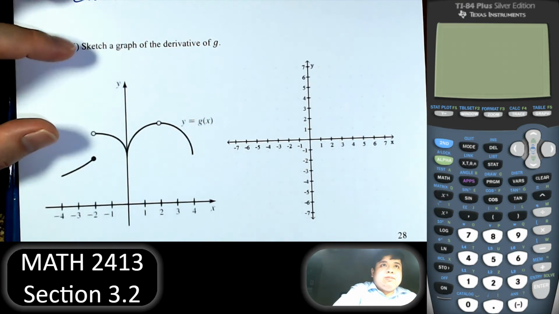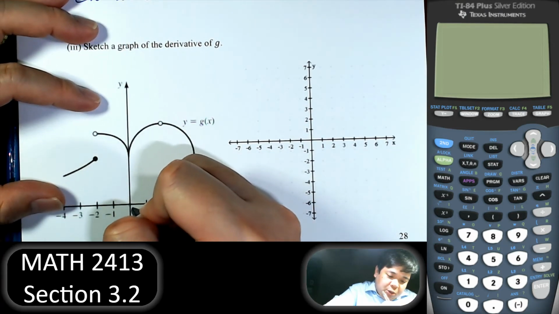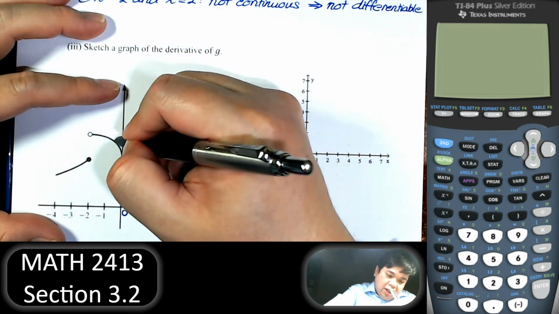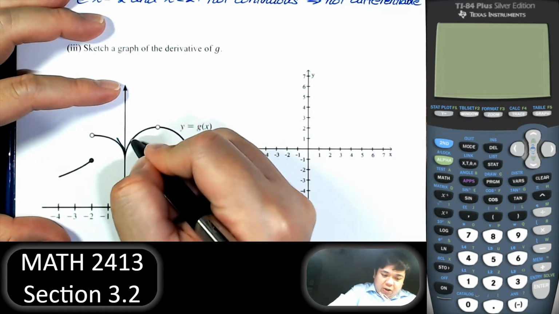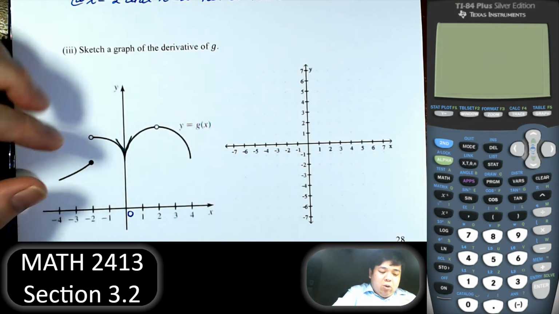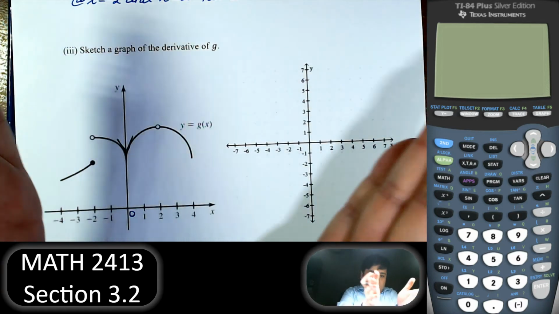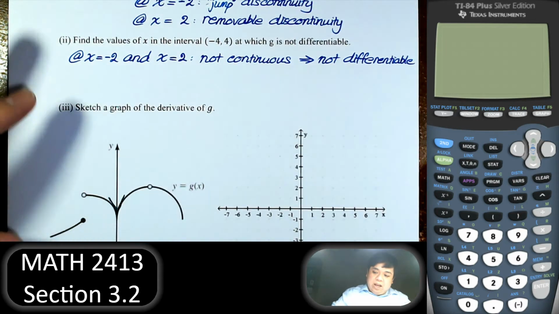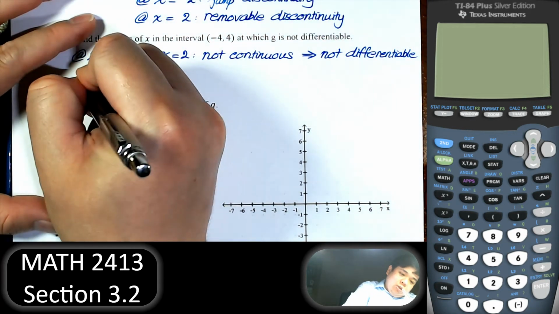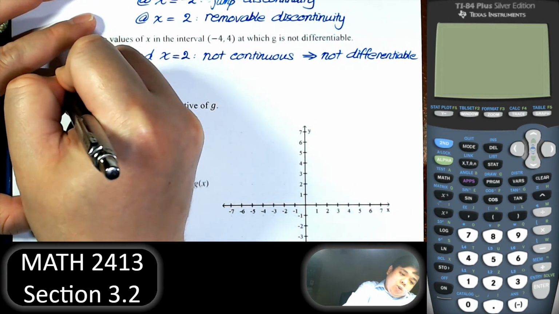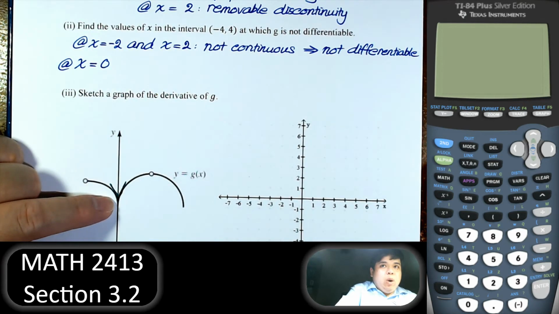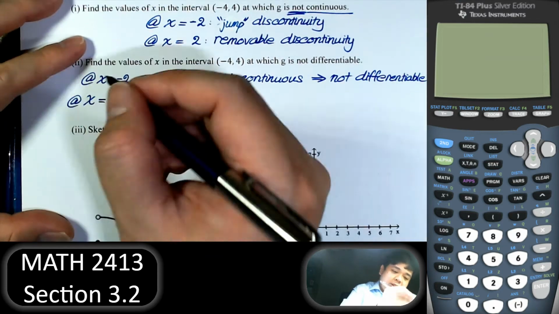And what else? At x equal to 0, notice that if we talk about the tangent line, on the left side it approaches a tangent line like this, and on the right side it approaches a tangent line like this. Also, if we keep going like this, the pattern has a vertical tangent at 0, so we cannot have the vertical tangent. So at x equal to 0, we have a vertical tangent, or we have a corner point. Either way, we cannot have a derivative.